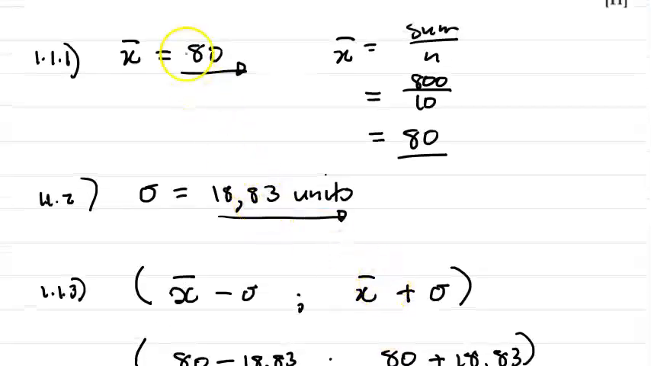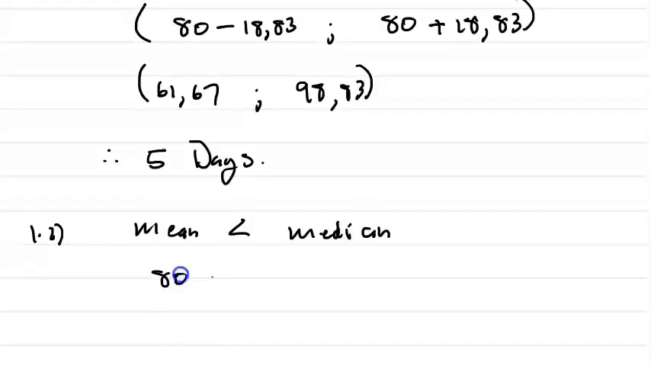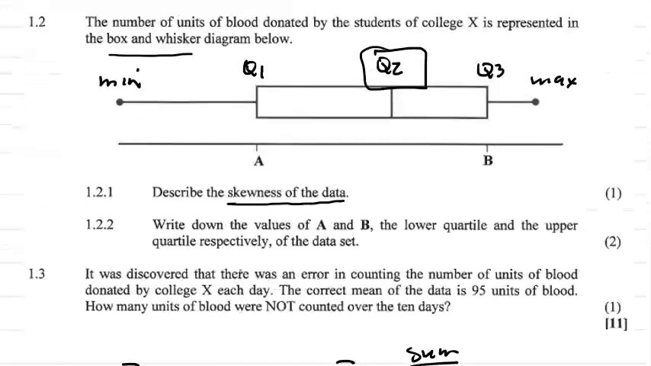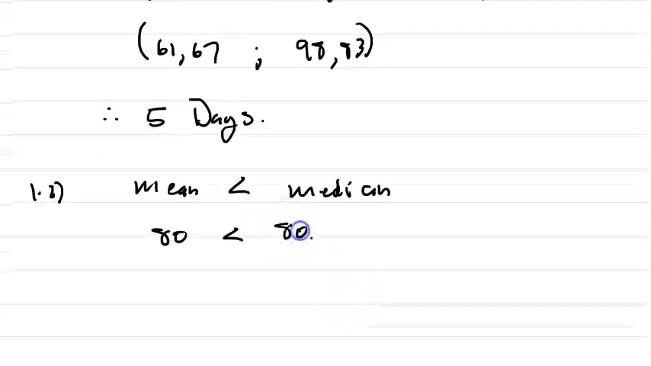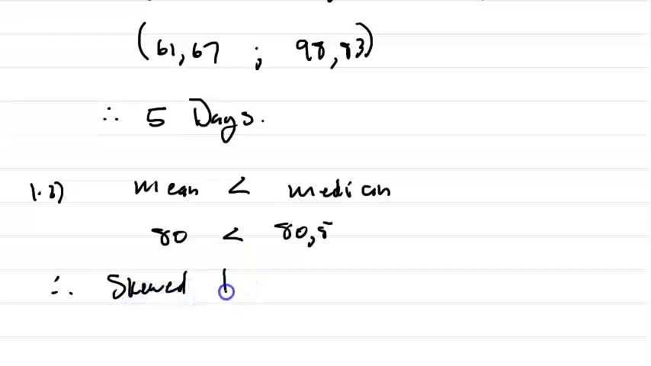So our mean is 80. Remember, 80 is less than our median, which is 80.5. Therefore, our data will be skewed left, or you can write down negatively skewed.